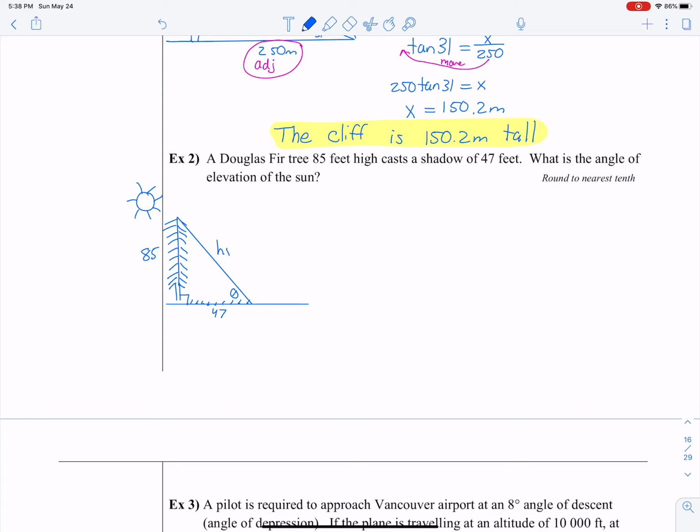I'm going to label in pink so it's clearer. This is our hypotenuse. Here's our angle, so across, this is opposite. That's adjacent. So we have opposite and adjacent, so we're going to use tan. So what are we looking for? Angle. Opposite and adjacent. So we're going to use our TOA.